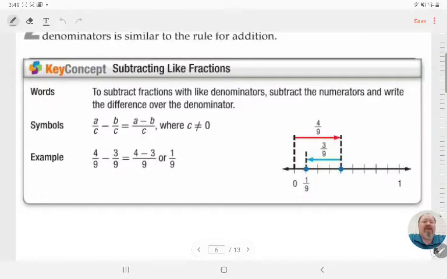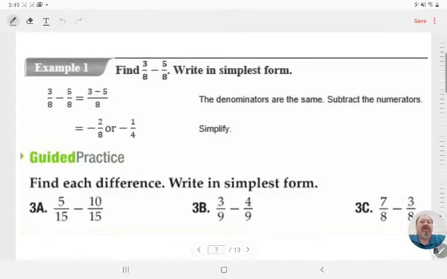You have 4/9 minus 3/9. Again, we both have the same denominator, so we keep the 9th. And 4 minus 3, which would be 1, so it would give me 1/9. Okay? And if you looked at the number line, again, you would go over 4/9, back 3/9, and leaves you at 1/9. All right, let's take a look at an example.